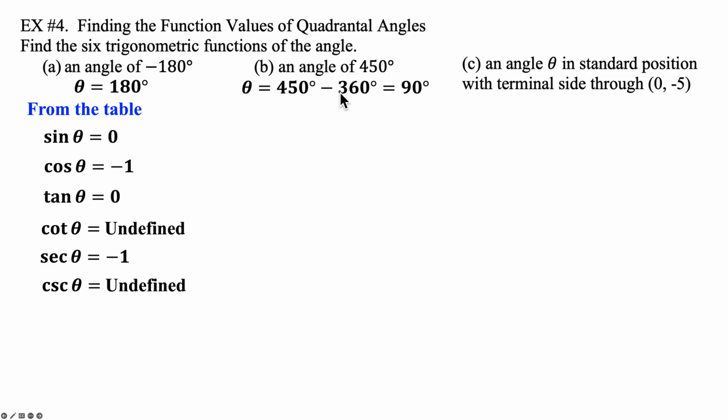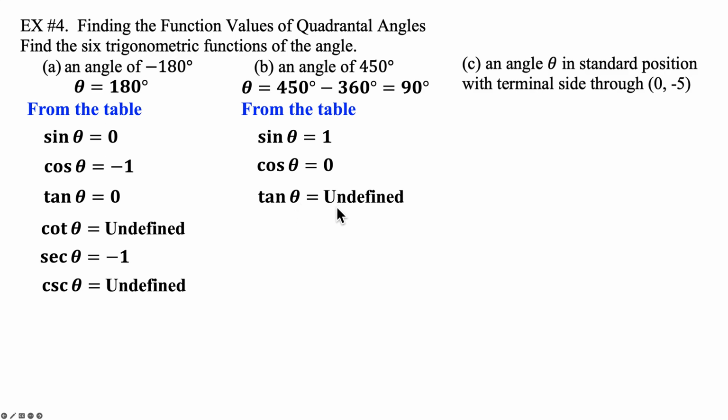450 degrees, we're going to subtract 360 degrees from it to get 90 degrees. So from the table, sine of theta is 1, cosine theta is 0 for at the 90 degree spot. Tangent is undefined. Cosecant is 1, flipping the 1. Flipping the cosine is undefined. Cotangent is 0, flipping the 1 over 0 to 0 over 1.